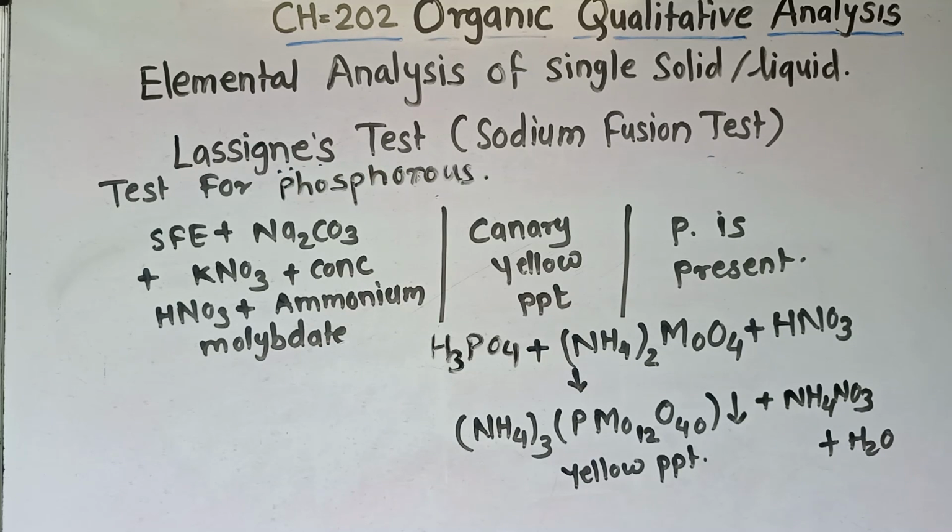In this way we find out the elements present in a single solid and liquid compound. It is clear, it is very simple, and finally we conclude that if these elements are present, then the given substance contains C, H, O and nitrogen, and either sulfur or halogen or phosphorus element. So with this we complete this lecture. In the next lecture we discuss the characteristics for the functional group test. Okay, thank you.